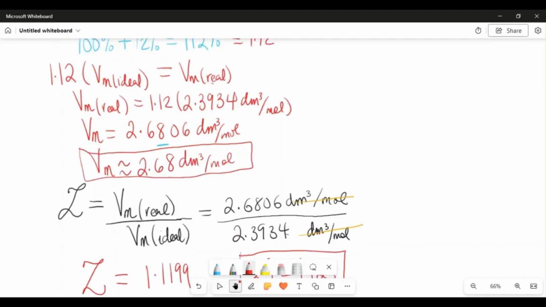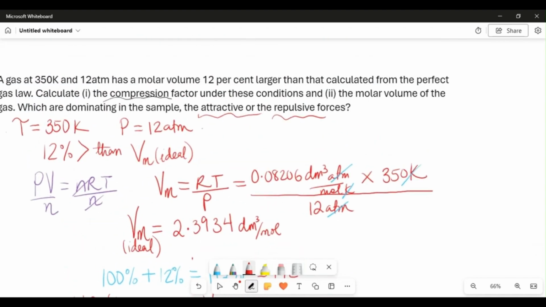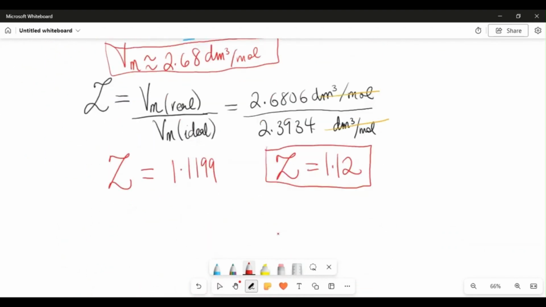Now we have to remember that the question also asks a third part: in the sample, is it the attractive forces or the repulsive forces that are dominating? Another thing you need to know about the compression factor is this general law. Whenever the compression factor is equal to 1, or approaches 1, you're dealing with an ideal gas. Whenever the compression factor is greater than 1, the repulsive forces dominate. You have attractive and repulsive forces anytime you're dealing with a real gas. An ideal gas is just Z equals 1, with no attractive force and no repulsive force. It's like a balance.